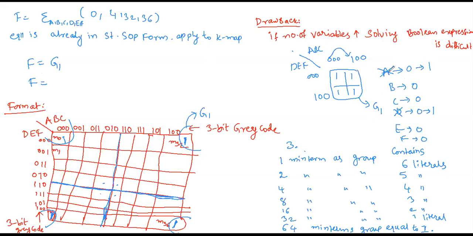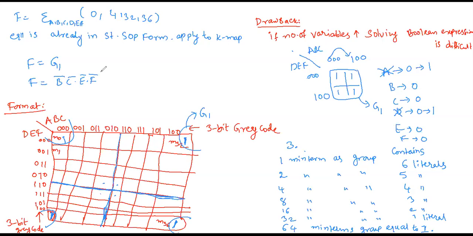A is cancelled, B is 0, so 0 will be replaced with B bar. C is 0, C bar. E is 0, E bar. F is 0, F bar. B bar, C bar, E bar, F bar. This is the final expression. With this, the 6 variable K-map is completed.